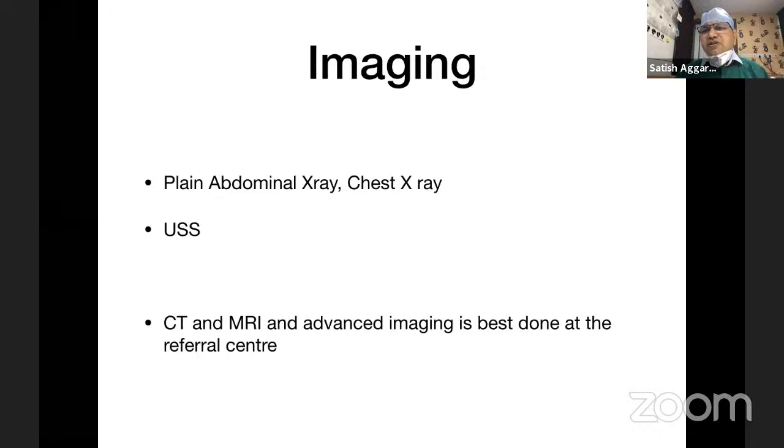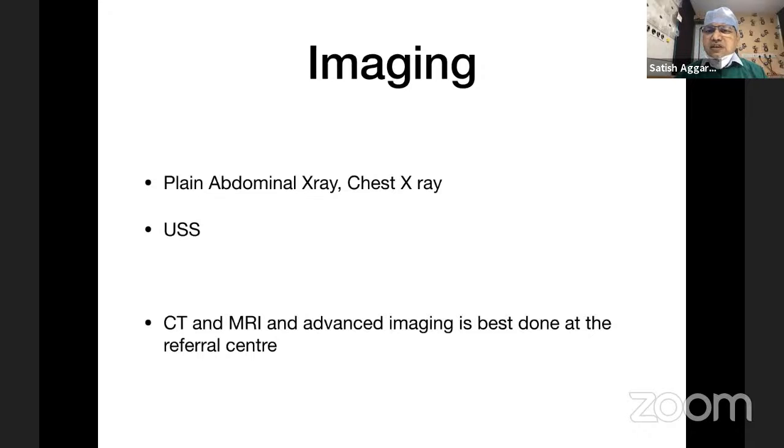For example, we might order a CT angio if you suspect a Wilms tumor. We might order a CT angio of the abdomen as well as chest, because we have to see the lung metastasis, lung involvement in Wilms tumor. Similarly, we can have high resolution CTs, and CT can be tailored to the need of the patient.